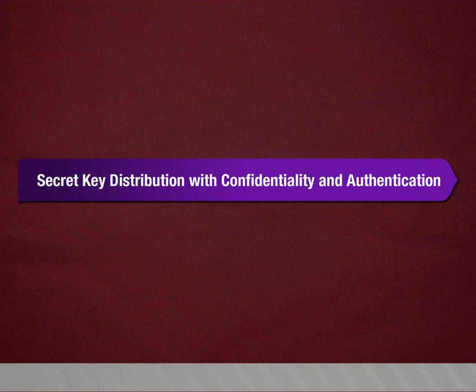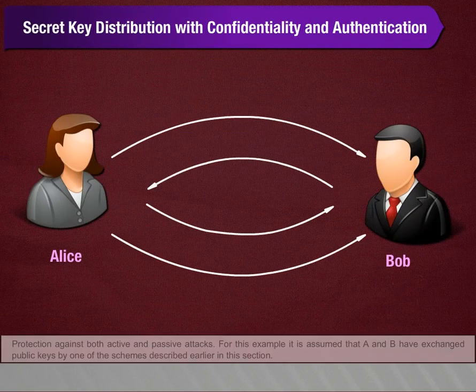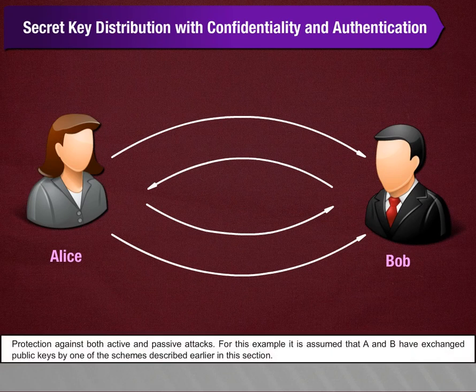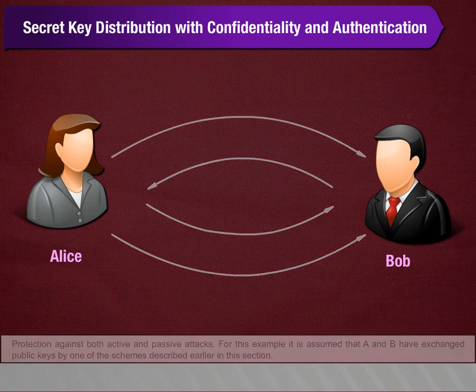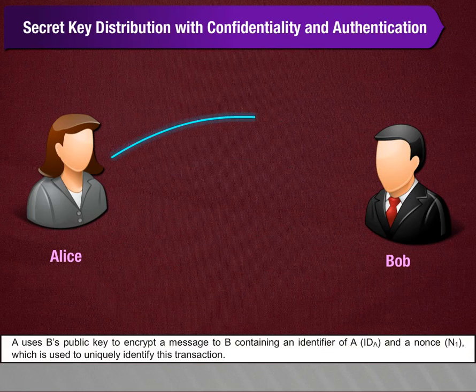Secret key distribution with confidentiality and authentication. Protection against both active and passive attacks. For this example, it is assumed that A and B have exchanged public keys by one of the schemes described earlier in this section. A uses B's public key to encrypt a message to B containing an identifier of A, IDA, and a nonce N1, which is used to uniquely identify this transaction.